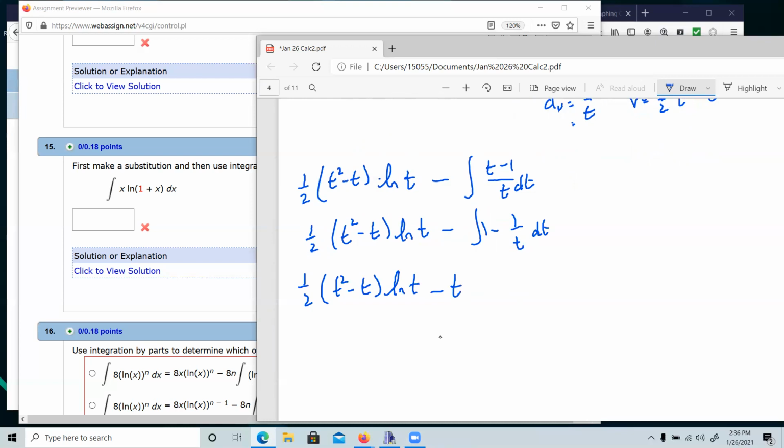So (1/2 t squared minus t) ln t minus, then we got to integrate this piece, right? That's just going to be t. It's going to be positive. What is the integral of 1 over t? ln t. Okay, we can't escape it. And then finally, that's it. There we go. Oh, plus a constant. All right, and that's our solution.